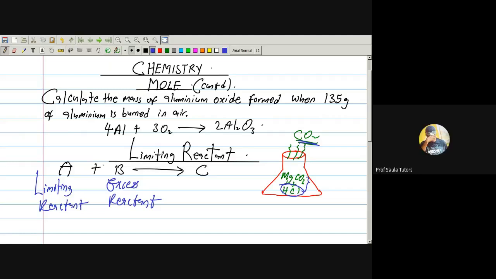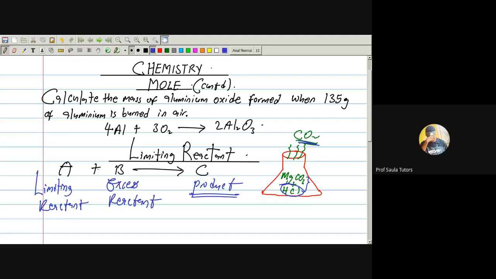And take note that the amount of products formed is directly proportional to the amount of the limiting reactant. What did I say? The amount of product is directly proportional to the amount of the limiting reactant. Direct proportion is when one thing increases, the other one increases. Exactly. You are correct.